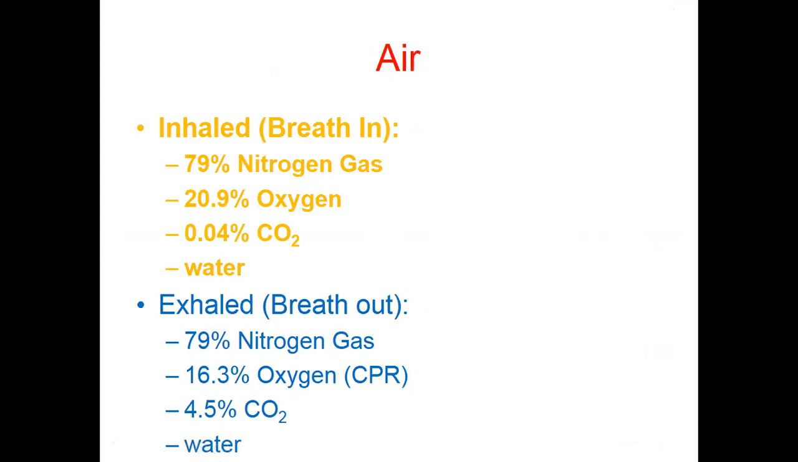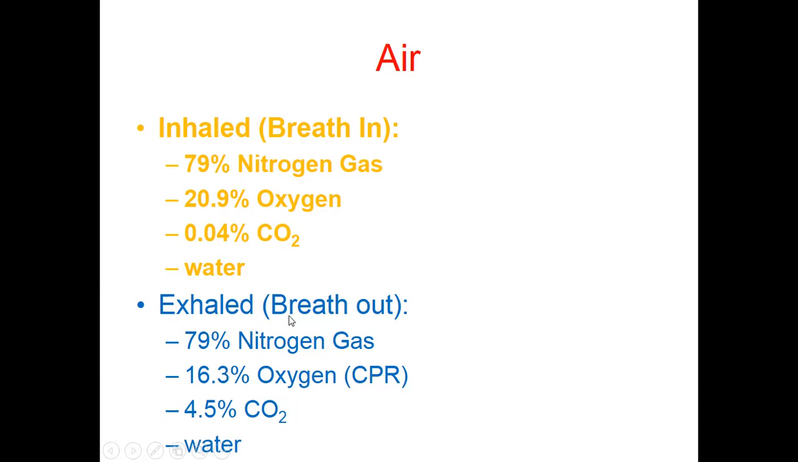Let's compare the composition of air between inhaled and exhaled air. Inhaled air, what we breathe in. This is the composition. The amount of oxygen is 20.9%, and that of CO2 is 0.04, while nitrogen is 79%.